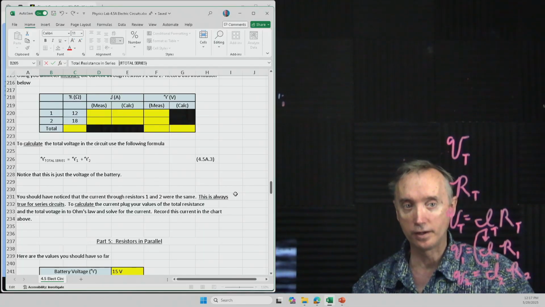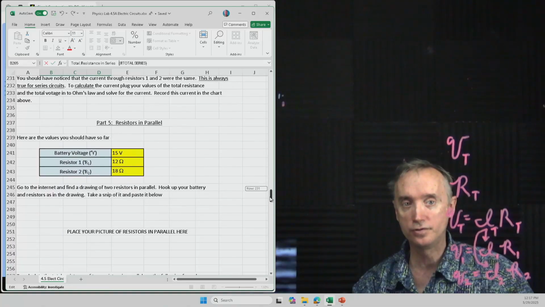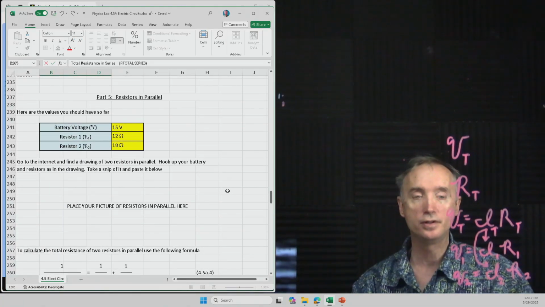All right, now we're going to take a break, and when we come back, we are going to do resistors in parallel.